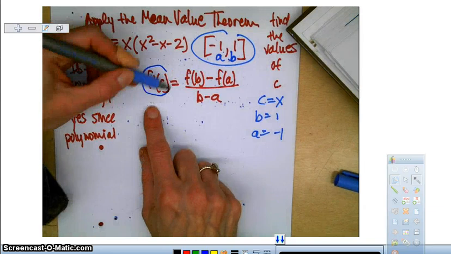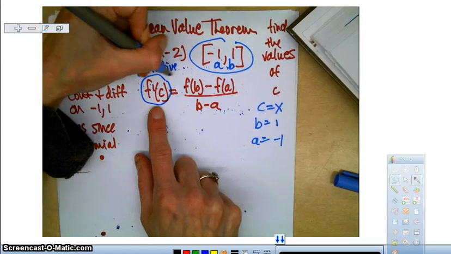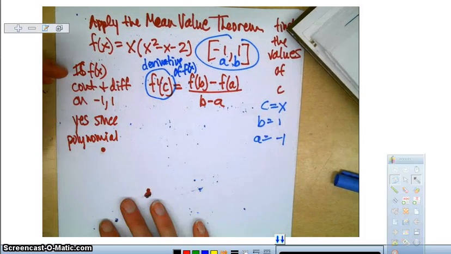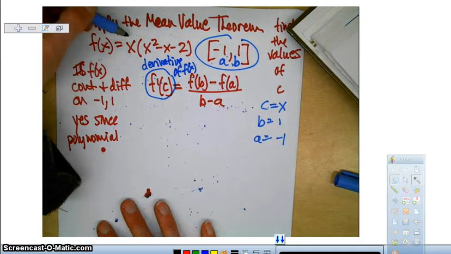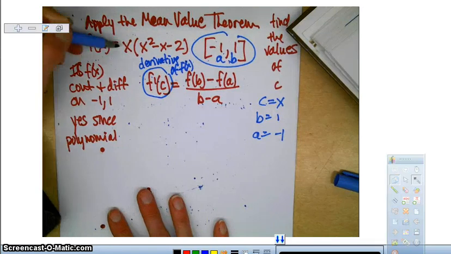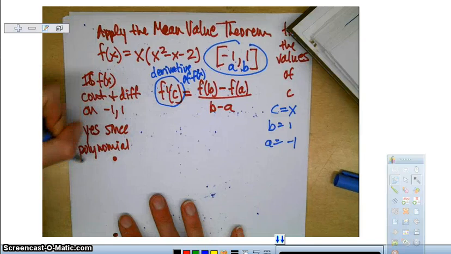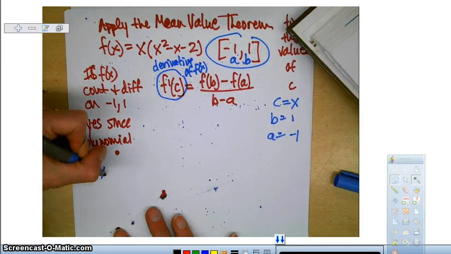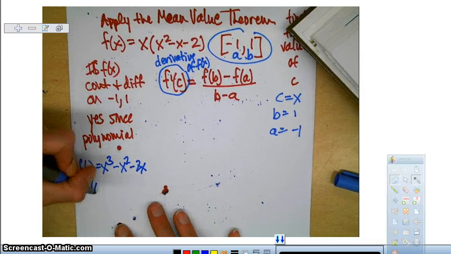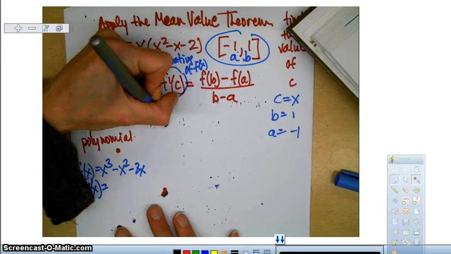That's just the derivative of the function. That's all you're going to put there. You're going to take the derivative and put it right there. So what's the easiest thing to do to find this derivative? Could I distribute and use the power rule? So I'm going to distribute right here. So f of x is x cubed minus x squared minus 2x. So what's my derivative? 3x squared minus 2x. Good.